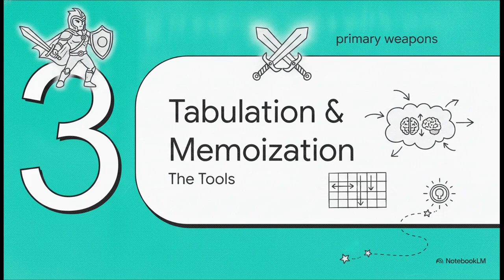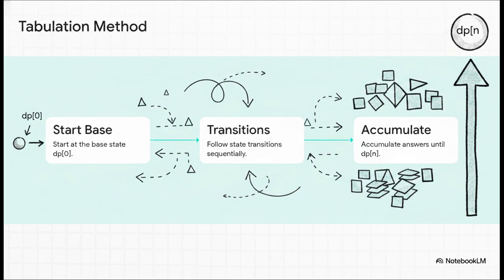These are your tools. So these are the two primary weapons in our algorithm hero's journey. First up, we have tabulation, which maps perfectly to that bottom-up approach we just talked about. You start at the absolute simplest, most trivial base state, what we call DP0. From there, you just follow state transitions sequentially. You solve the next slightly harder problem, then the next, accumulating answers as you sequentially fill out a table. You are literally building the solution from the ground up. And the beauty of this is that it mathematically guarantees that any subproblem you might possibly need has already been solved and recorded by the time you reach your massive destination state at DPN.